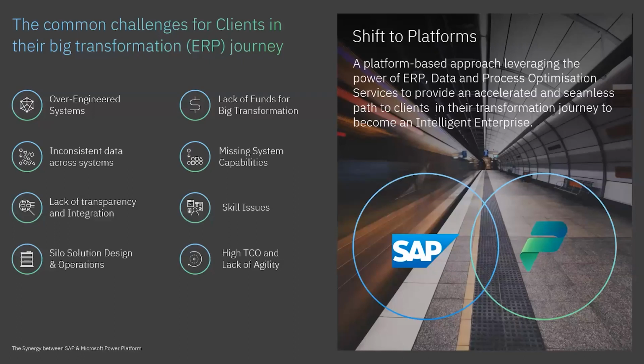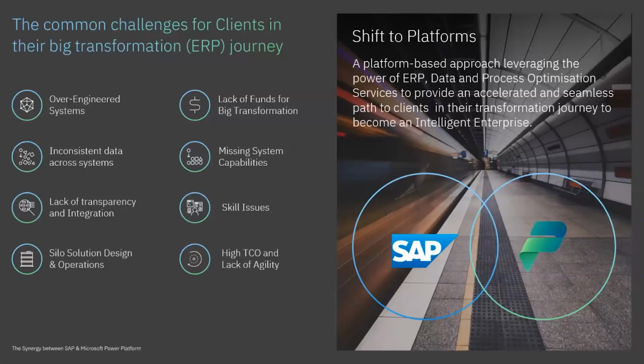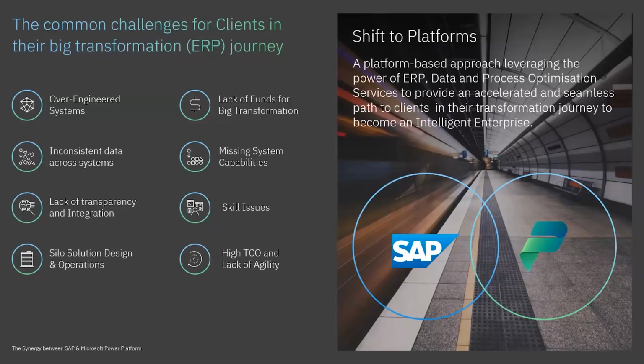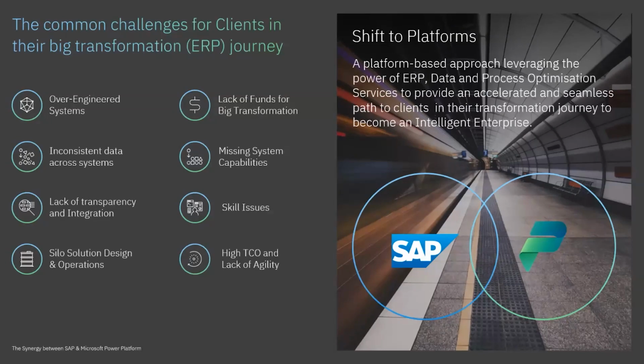And they are over-engineered systems, inconsistent data across systems, and lack of transparency and integration. The most common method of updating or enriching data in SAP is still Excel. And we hear a lot of people are still copying and pasting data in and out of SAP as part of their day-to-day operational processes. There are skill issues when it comes to developing on Fiori and building out the solutions that you want over time. The funds are not there for the transformation you want to see. And there's a lack of agility to transform your business and move it forward as market trends dictate.